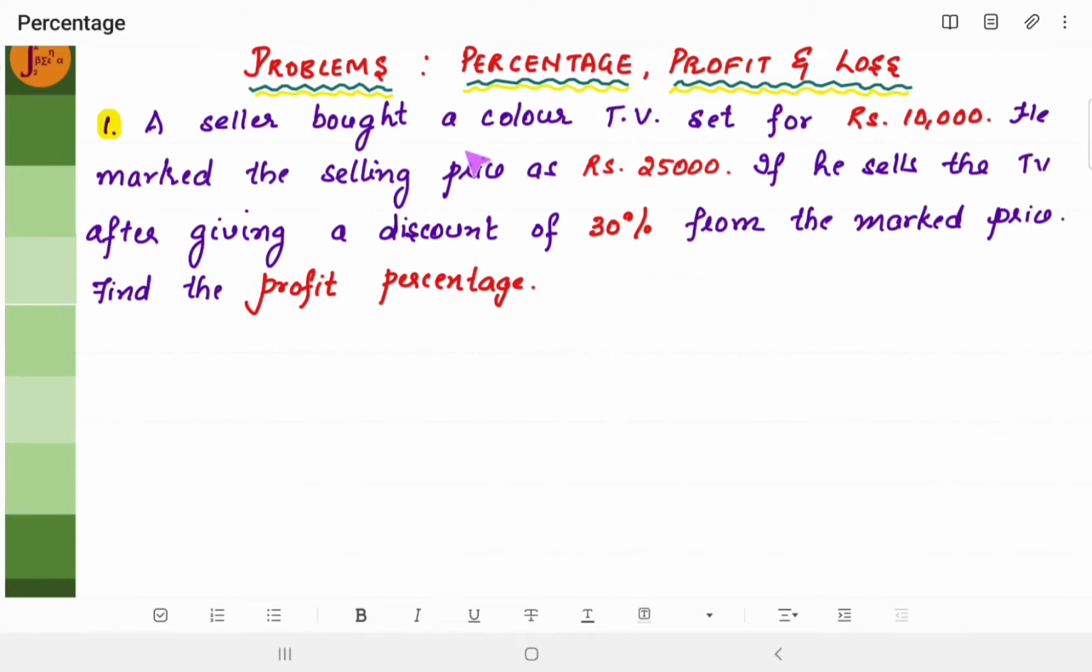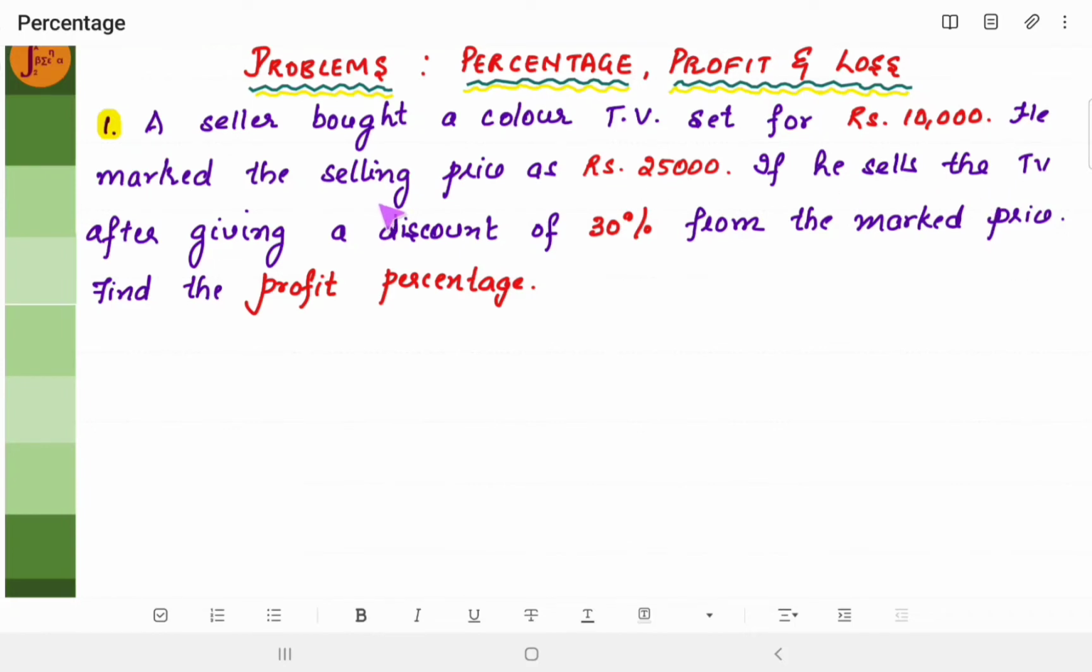Now, there is a seller who has bought a color TV, right? And he bought it for rupees 10,000. Then he put a label, the marked price or the MRP, you can say. He put the selling price on this particular TV as 25,000 rupees. So basically, he bought it for 10,000 and he wants to sell it for 25,000 rupees.